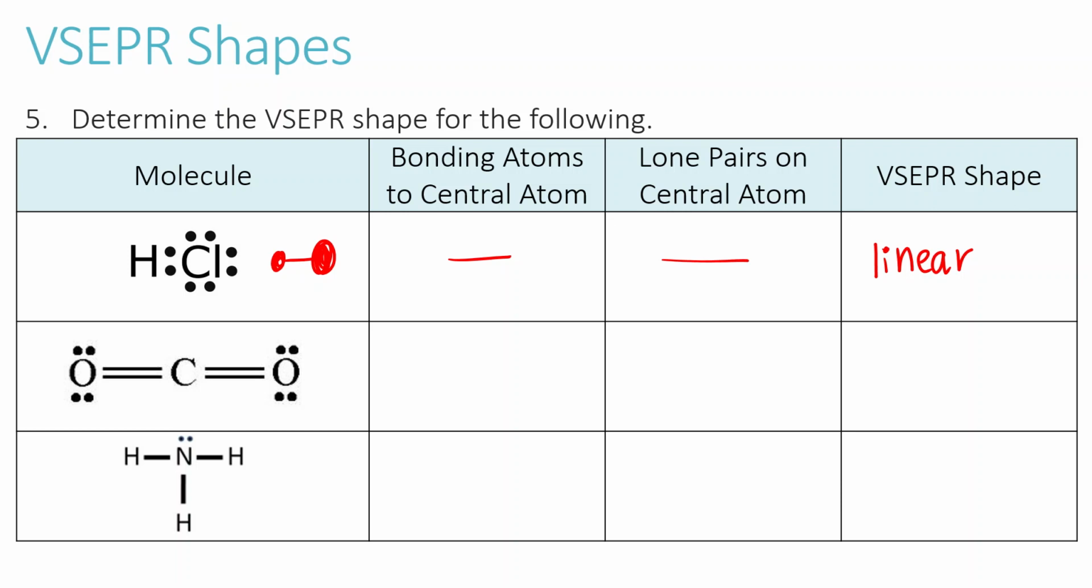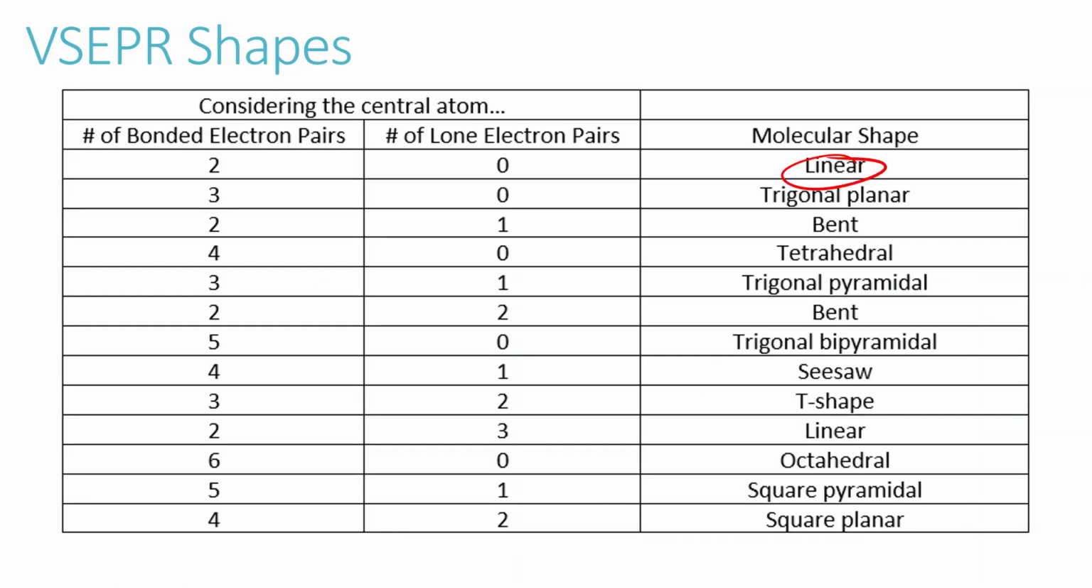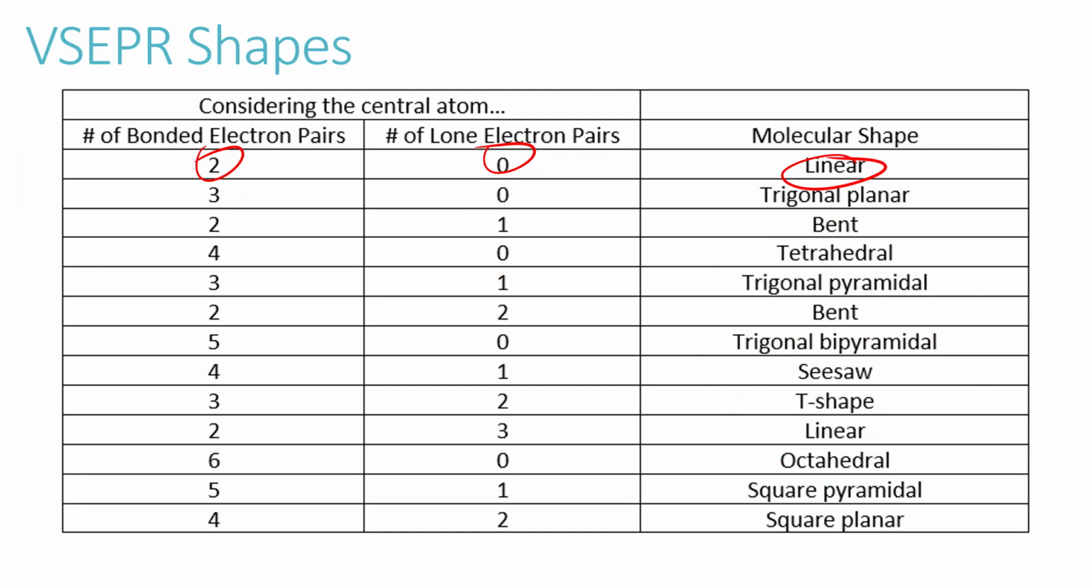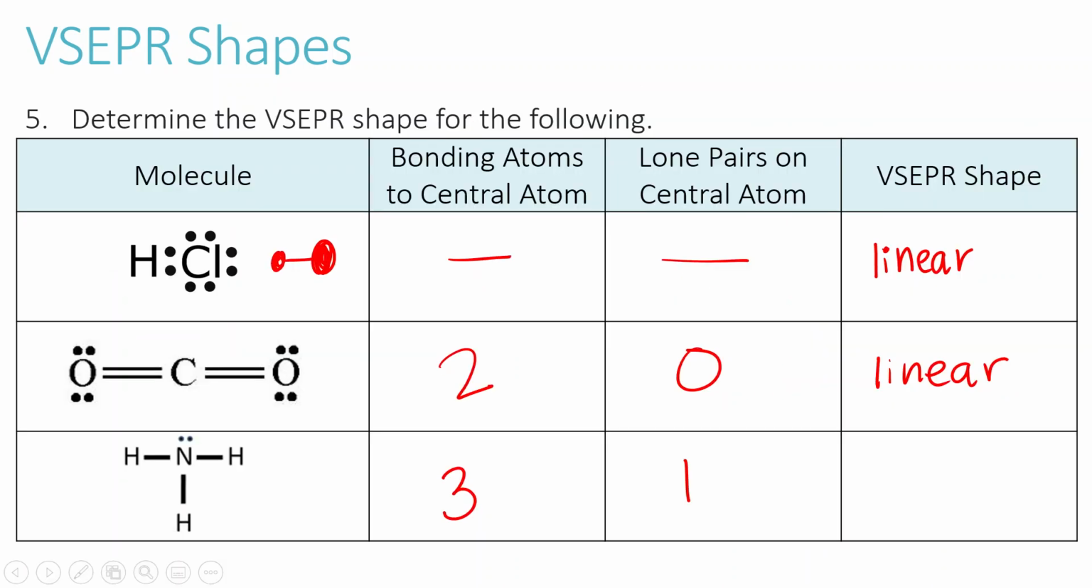Next, we have carbon dioxide. We have 2 bonding atoms and 0 lone pairs. This is going to also correspond to a linear shape. Next, we have NH3. So we have 3 bonding atoms and 1 lone pair on the nitrogen. So looking for 3 and 1, this is going to be trigonal pyramidal.